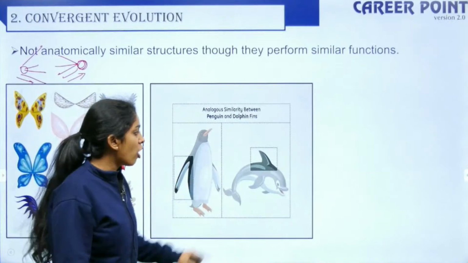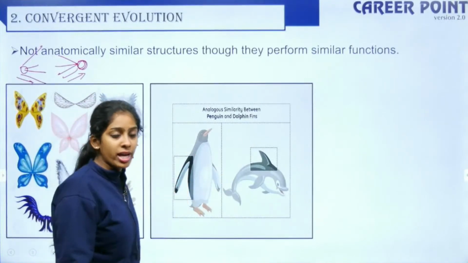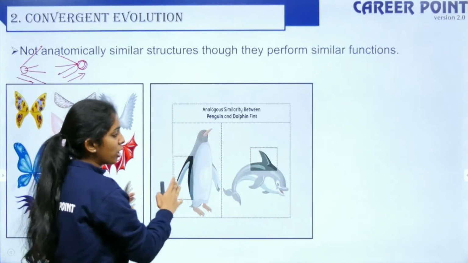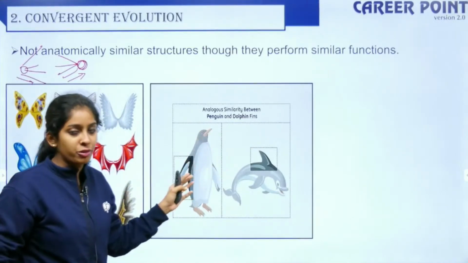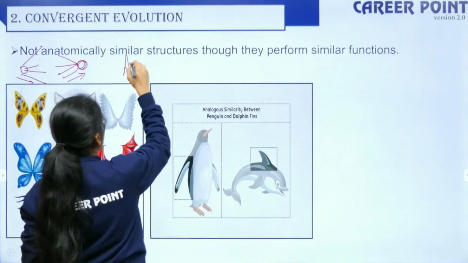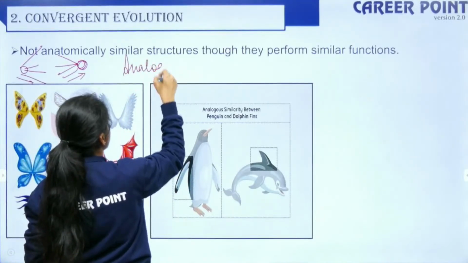Similarly, penguin and dolphin both have flippers, okay? They might look different. In penguin it is different, in dolphin it is different, but they have the same function. So such structures are called analogous structures.